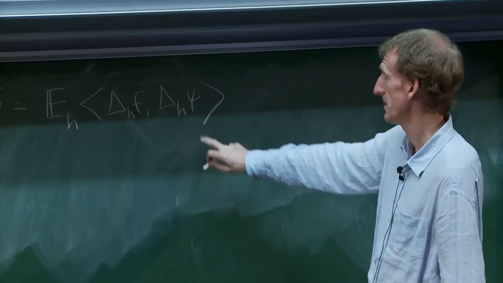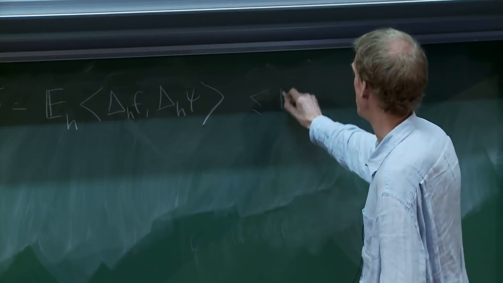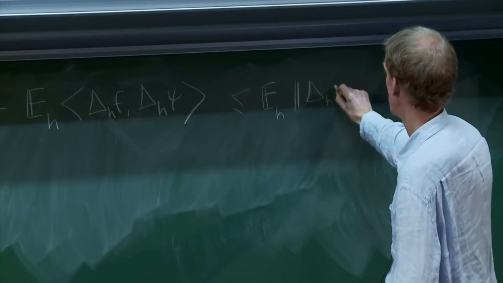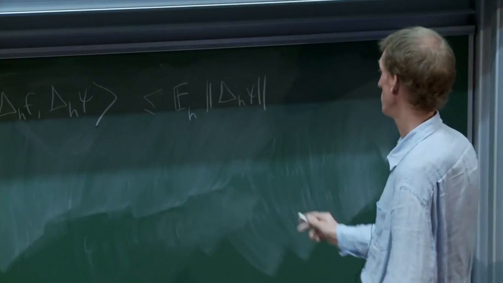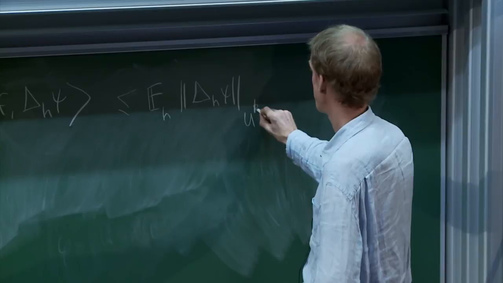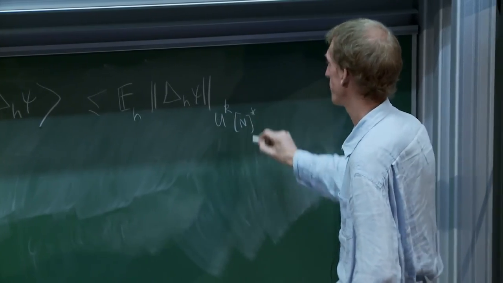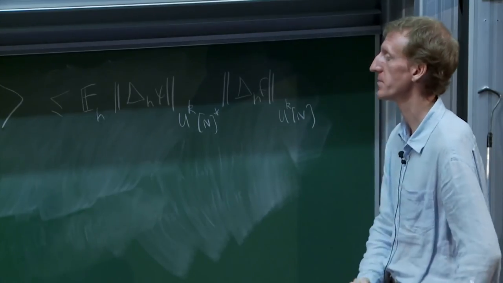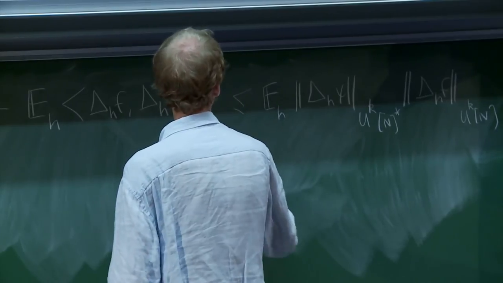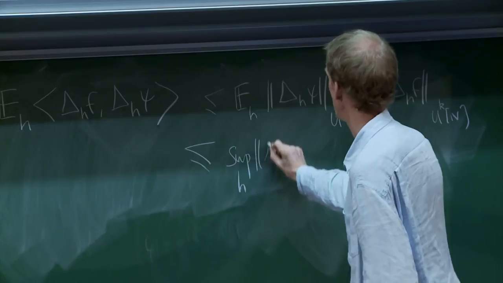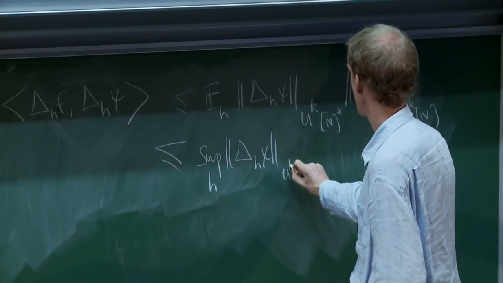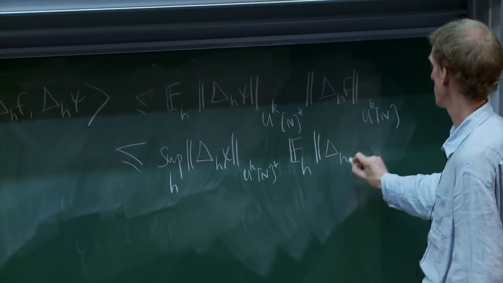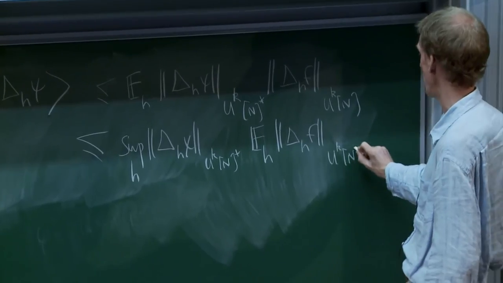Just expand it out. And then this is going to be bounded by the average over h of the dual norm of psi times the Gowers norm of f, just by definition of the dual norm. And this will be bounded by the supremum over h of the dual norm times the average over h of this Gowers norm of the derivatives of f.